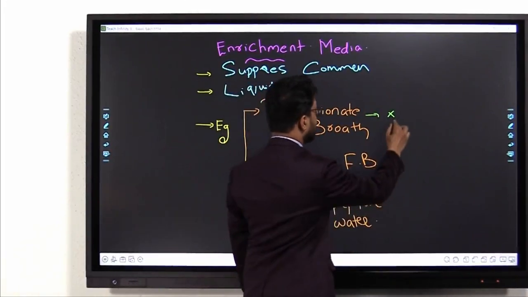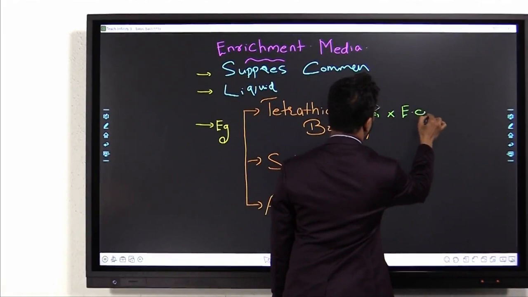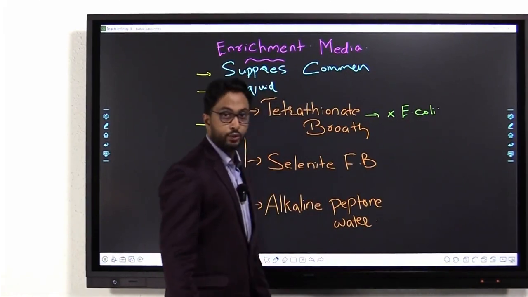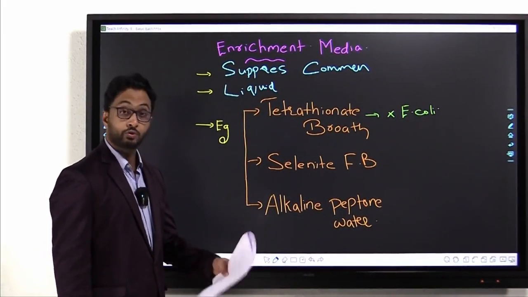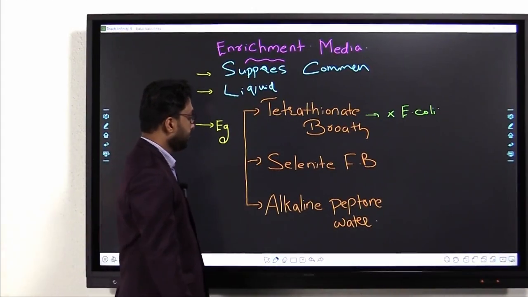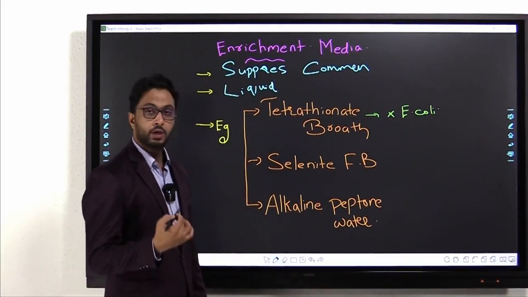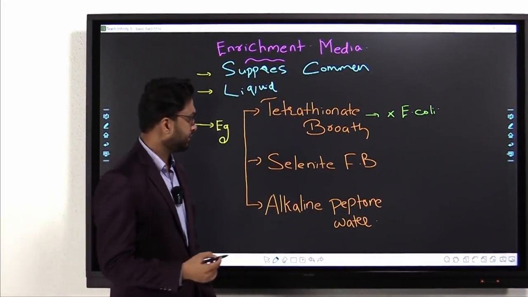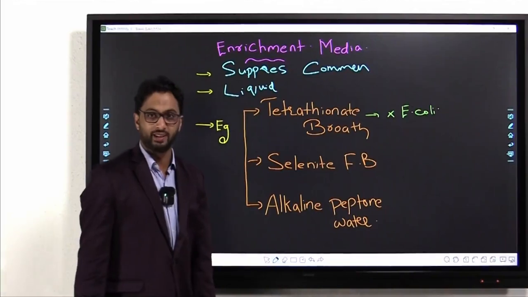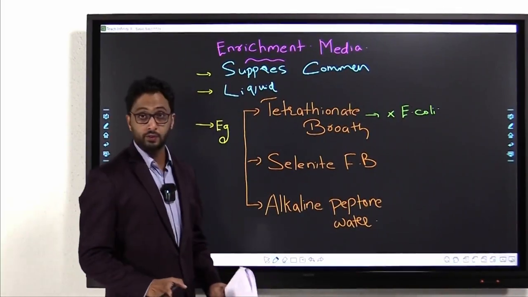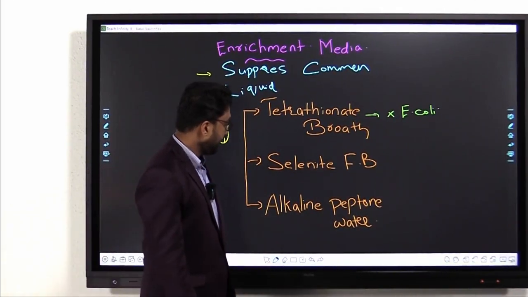What does it suppress? It suppresses E. coli, the coliform bacteria. Similarly, here also it suppresses E. coli, and it allows the growth of Salmonella typhi and paratyphi. Just write it there: it allows the growth of Salmonella typhi and paratyphi and suppresses E. coli. Okay. Alkaline peptone water.